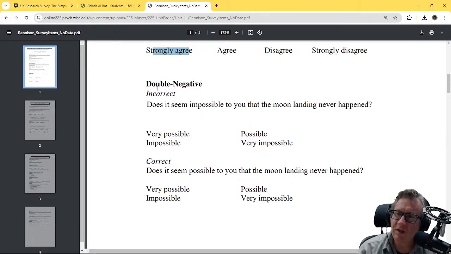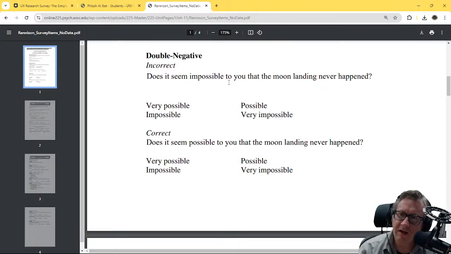All right. So, double negative. Double negative is, does it seem impossible to you that the moon landing never happened? This is just a matter of clarity. Okay. Just in general, we typically do not write with double negatives. It's confusing. Just reading it now, I'm kind of trying to figure out what is being asked of me.